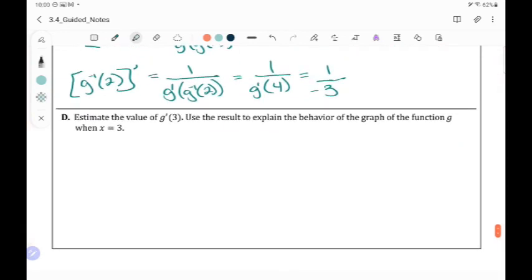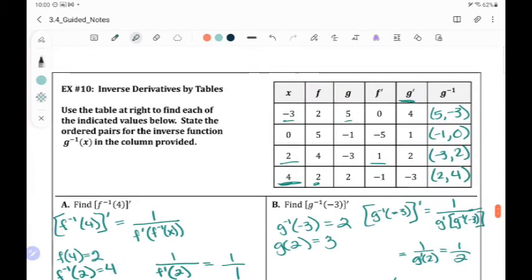Now the last problem, and then our video is done. Let's see if we can finish it in under an hour. Estimate the value of G prime of 3. Use the result to explain the behavior of the graph of the function G when x equals 3. Here's the problem. We go back up to our table. G prime of 3, there is no 3 in our x values. Remember, we did this once before. We have 2 and 4. We know G of 2 and G of 4. So we can estimate G prime of 3 by taking the slope using G at 2 and 4.